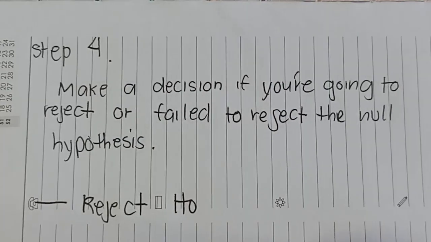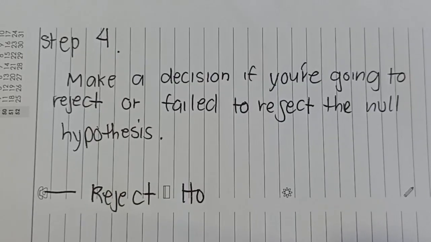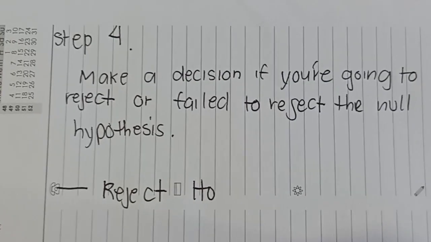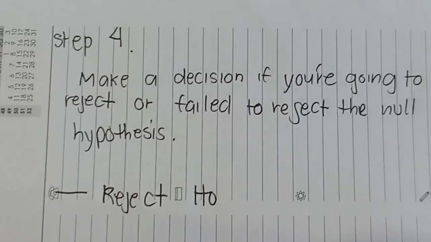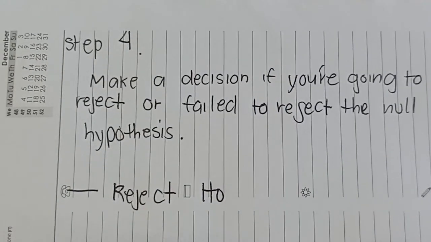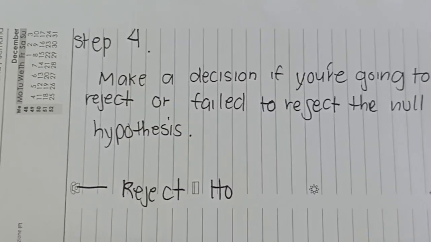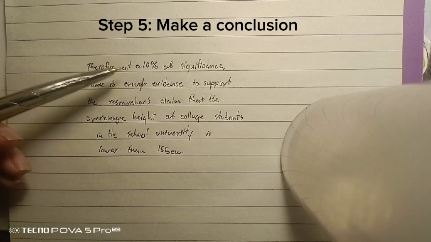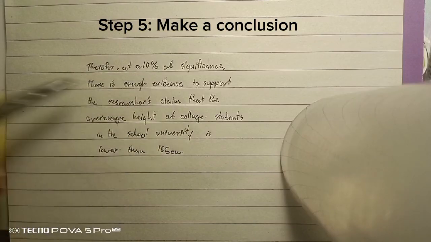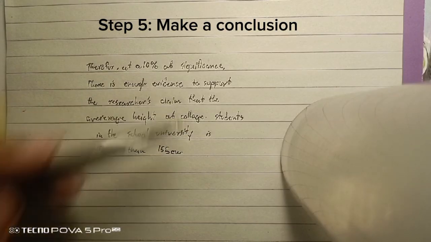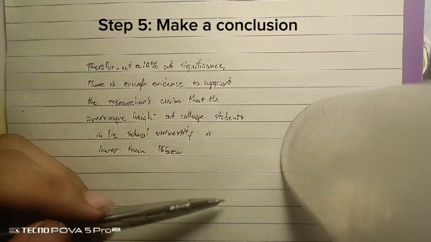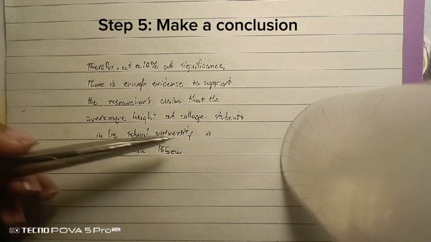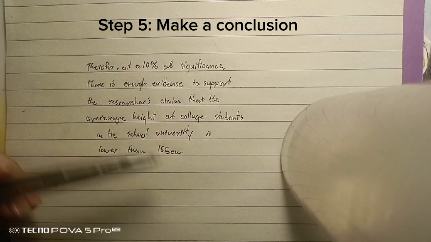Step 4. Make a decision if you're going to reject or fail to reject the null hypothesis. Our answer will be reject the null hypothesis since our answer lies within the rejection region. Therefore, at a 10% level of significance, there is enough evidence to support the researcher's claim that the average height of college students in the school university is lower than 155 cm.